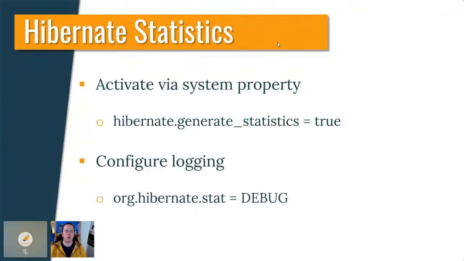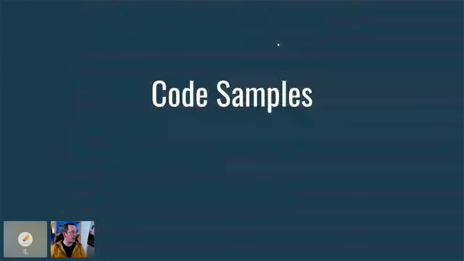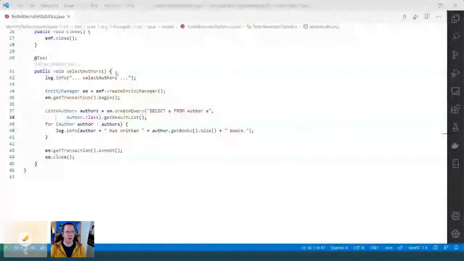The next thing you should do is configure your logging in the right way, so that you actually get all the information that the statistics component can provide you. To get all this information, you should set the org.hibernate.stat logging category to debug. So let's get into the IDE and take a look at all of that.